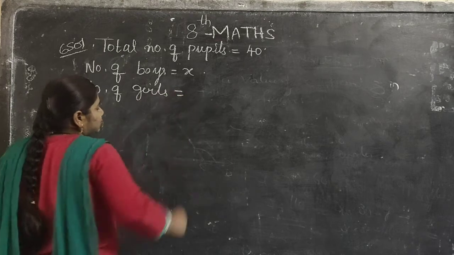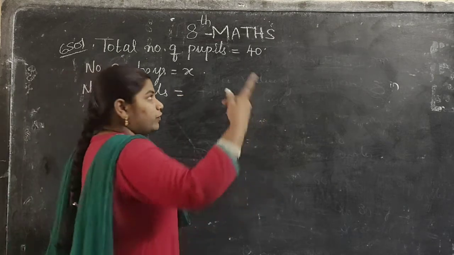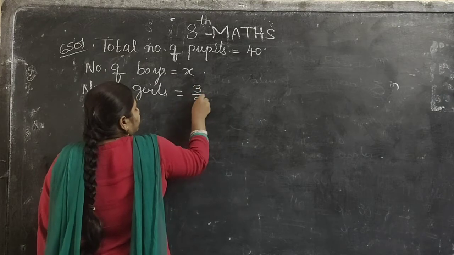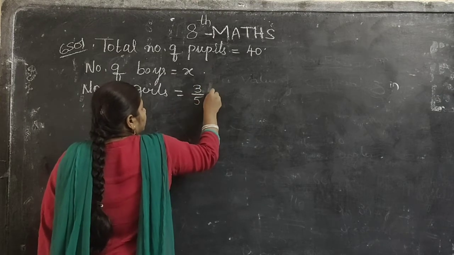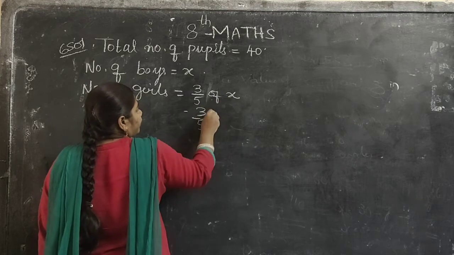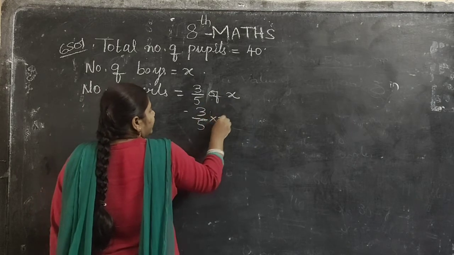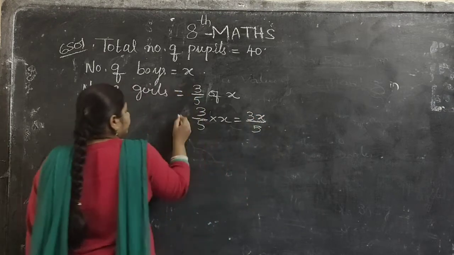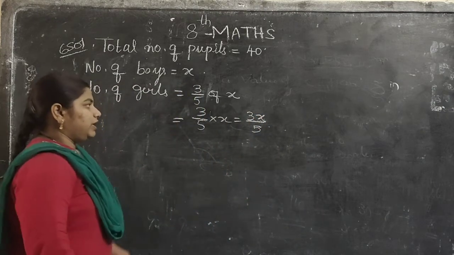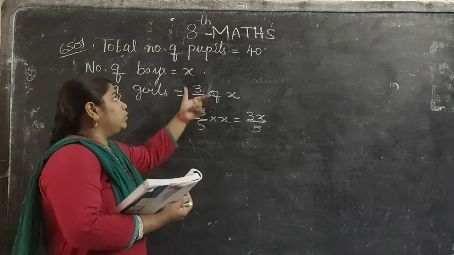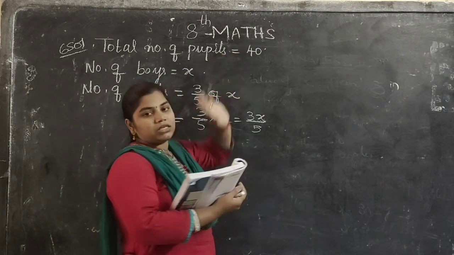So how many girls are there? 3/5 of boys. 3/5 is nothing but 3/5 of x, the number of boys. That will be 3/5 into x. So we can write it in the form of 3x/5. So number of girls is 3x/5 and number of boys is x. And already we know the total strength is 40.